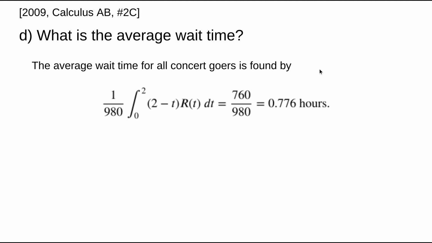So think back about what we did, I believe, in part A of this question. We actually had to figure out how many people were in the auditorium when the concert began. It turned out to be 980. So the length of our interval here is 980, and so the value of this integral from 0 to 2 of 2 minus t times R of t dt, we actually have to multiply that by 1 over 980. That turns out to be 760 over 980, which is roughly 0.776 hours.